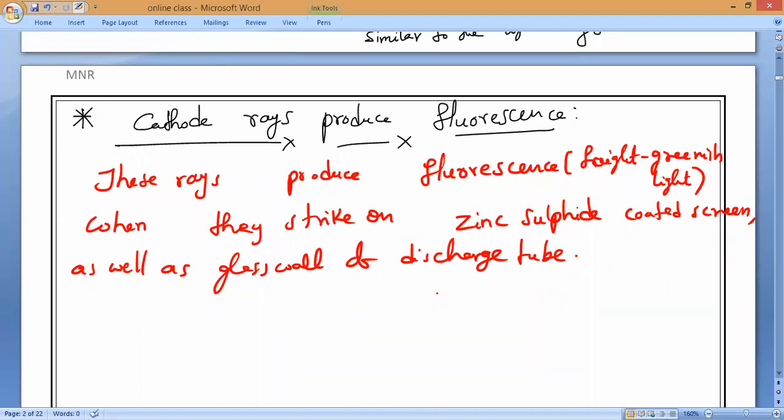Next, the fourth property. There are many properties we can write, but you will study them later in 11th or 12th. As we know, these cathode rays are moving very fast, at extremely high speed, so they will definitely produce some kind of heat energy. Is it yes or no, guys? Clear, all of you? That is the reason it will cause an increase in temperature. So I can say cathode rays cause a heating effect.